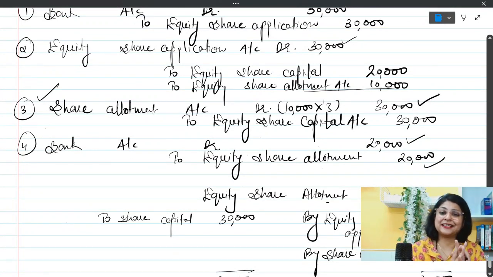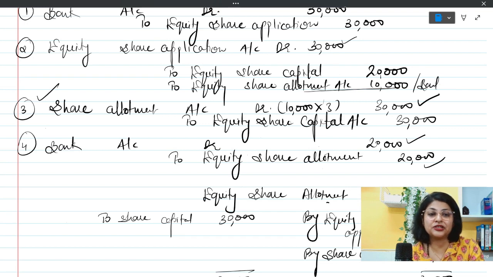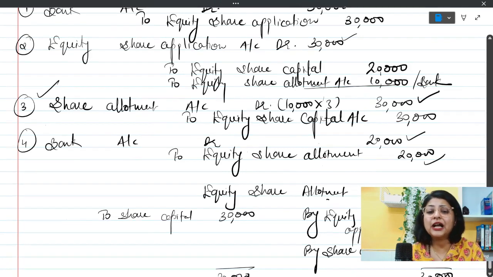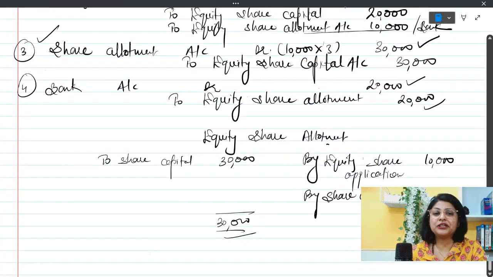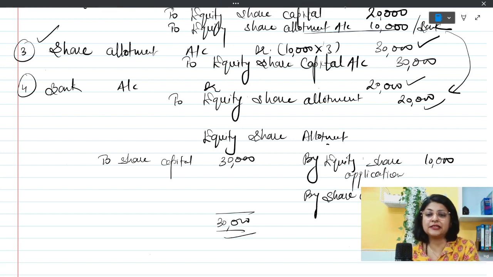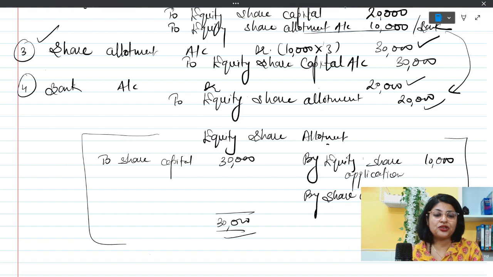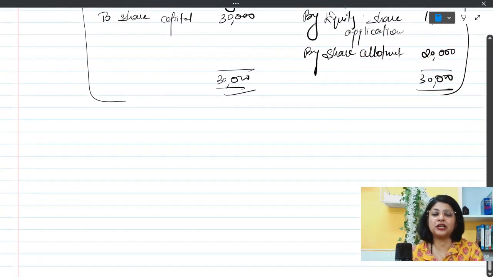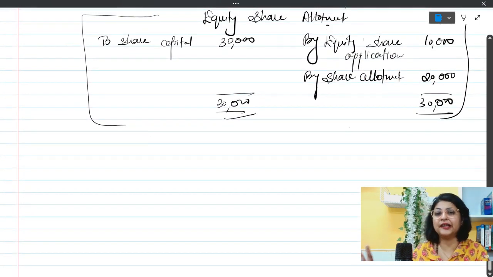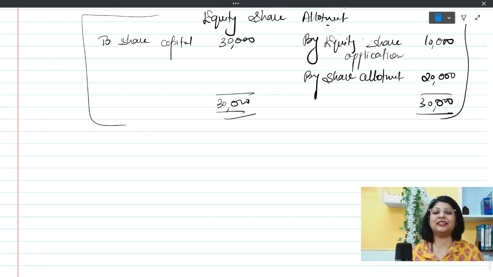And while passing the second entry, in case of rejection, we had written bank over here, but here we are writing equity share allotment because this excess money will be adjusted towards allotment. During the allotment receiving entry, we will reduce this 10,000 rupees from here and will write only 20,000. This account was made just to make you understand how the equity share allotment account is getting tallied and closed, with no balance left. So this is how we deal with the allotment, students.